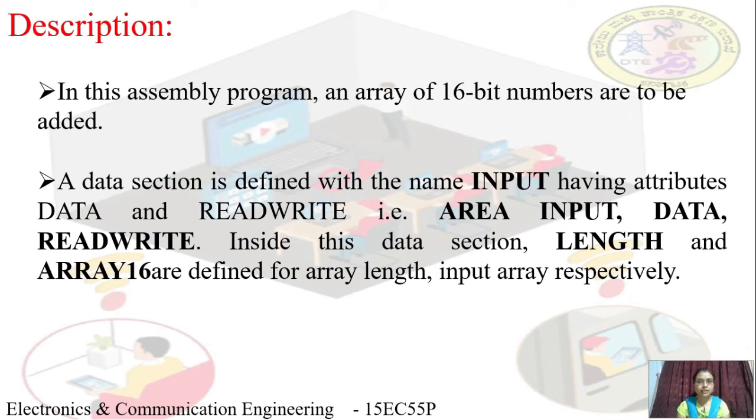So here an array of 16-bit numbers is to be added. A data section is defined with the name input, having the attributes data and read write, that is, AREA input, DATA, READWRITE. This section is defined for the array and its length. Inside this data section, length and array16 are defined for the array length and the input array respectively. Length defines the length of the array, whereas array16 defines the number of elements.